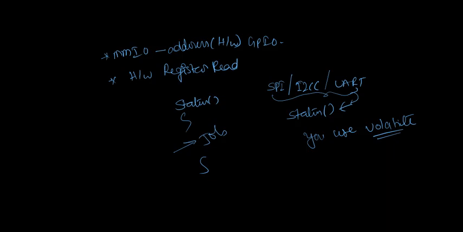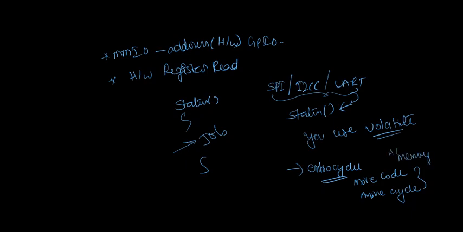So this is where the volatile keyword plays a role, and you have to understand when to use it and when not to, because it costs you extra cycles. Using volatile means more code will execute, and more code means more cycles. Why? Because you are always accessing memory directly, so it adds some extra code and a penalty on cycles, but it's required.